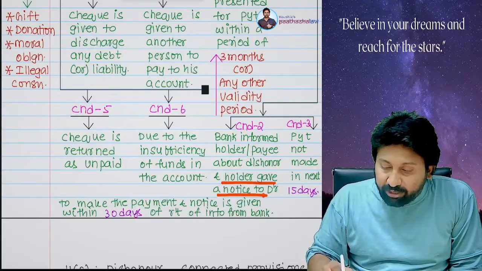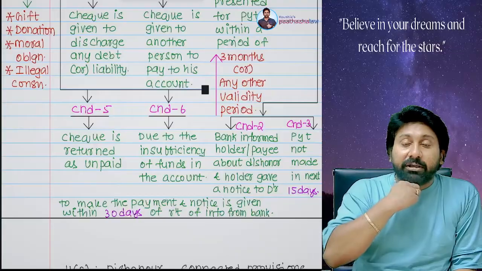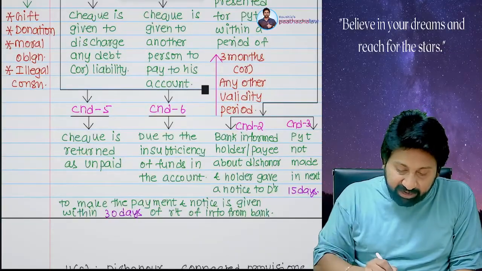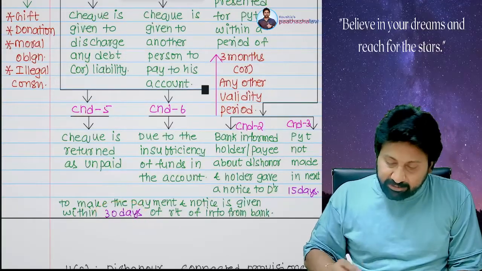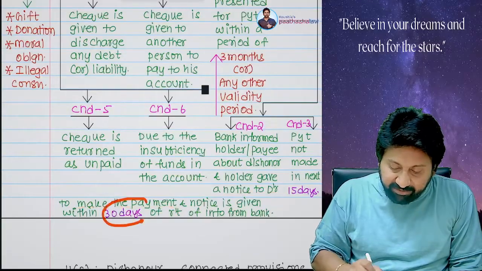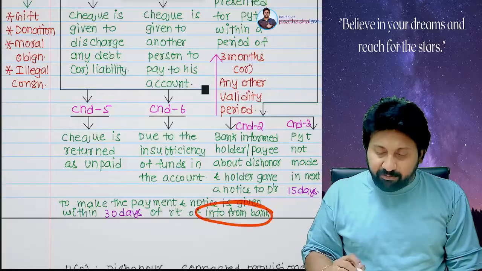The holder gives a notice to the drawer, means the debtor. Simply, now the creditor will give a notice to the debtor: make the funds available within 30 days. So, notice to the debtor to make the payment, and it is given within 30 days of receipt of information from the bank.